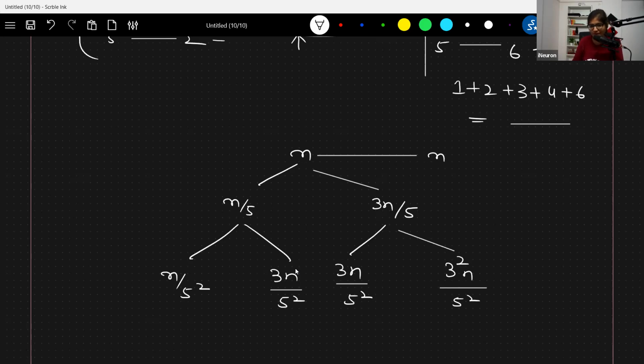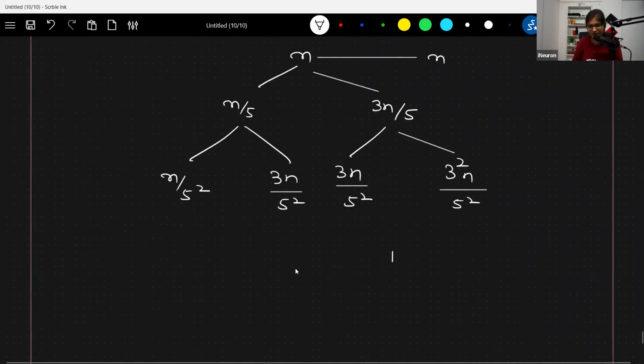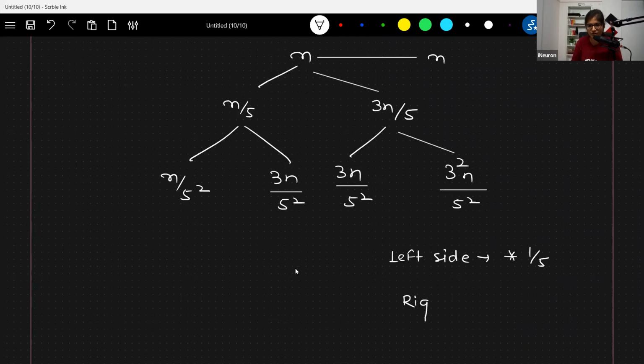Right, everyone? So if you observe here, what we are doing is simply, on the left side, taking multiplication with 1 by 5, and on the right side, taking multiplication with 3 by 5. Perfect. I think this is the same as whatever we discussed until now.